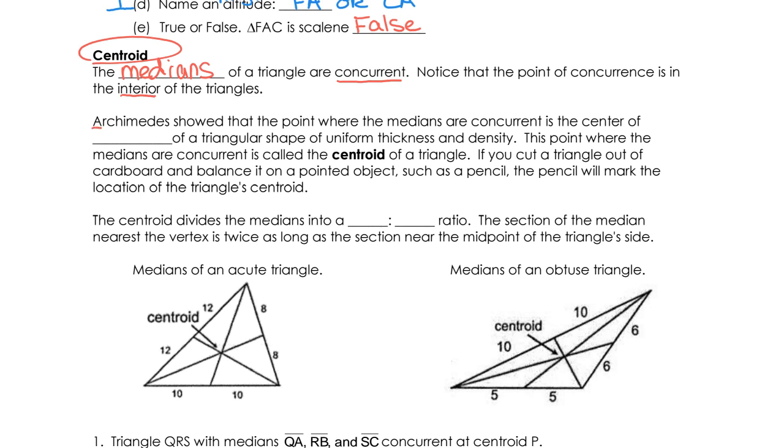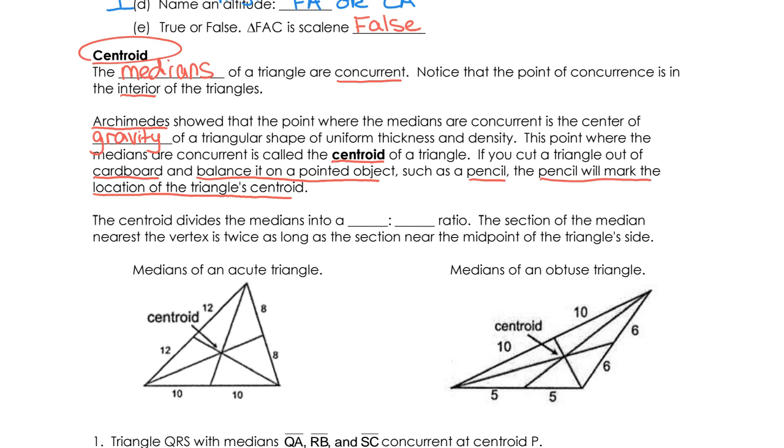Archimedes showed that the point where the medians are concurrent is the center of gravity of a triangular shape of uniform thickness and density. This point where the medians are concurrent is called the centroid. If you cut a triangle out of cardboard and balance it on a pointed object, such as a pencil, the pencil will mark the location of the triangle's centroid. Or if you find the centroid first and you put the pencil tip there, you'll know exactly where to balance it.